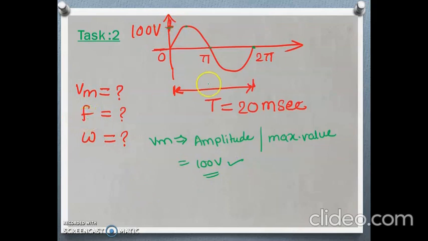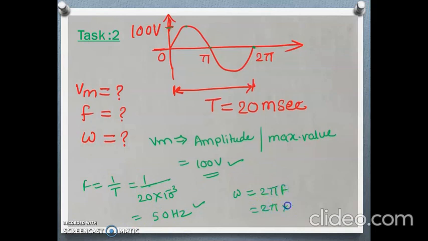Then what is frequency? We know that frequency is 1 upon T, and T is given as 20 milliseconds. So 1 upon 20 into 10 power minus 3, we will get this value as 50 Hertz. This will be our second answer. Then third will be omega. Omega is 2 pi into f. So 2 pi into 50, we will get 314 radian per second. In this way, with the help of this waveform, we can find all the parameters, the required values of amplitude, frequency, and angular velocity from the given data.